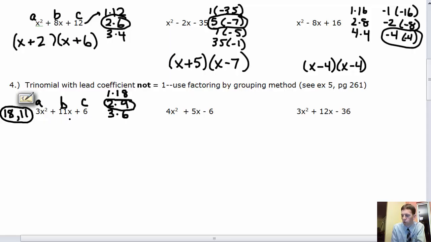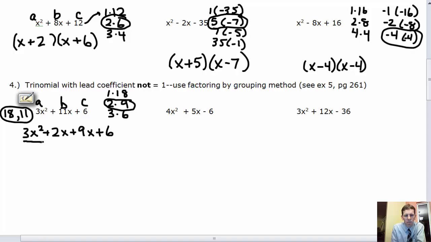So we're going to use the numbers 2 and 9, but instead of writing x plus 2 and x plus 9, we're going to replace the middle term with 2 and 9. So our middle term is going to become 2x plus 9x, and then we have a plus 6. So we're replacing the middle term with 2x plus 9x. We're not writing x plus 2 times x plus 9.